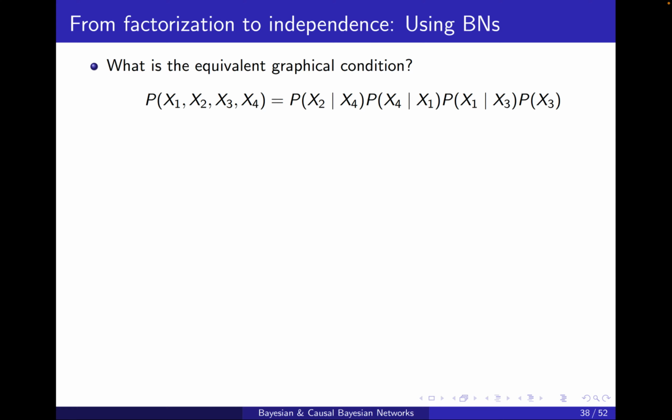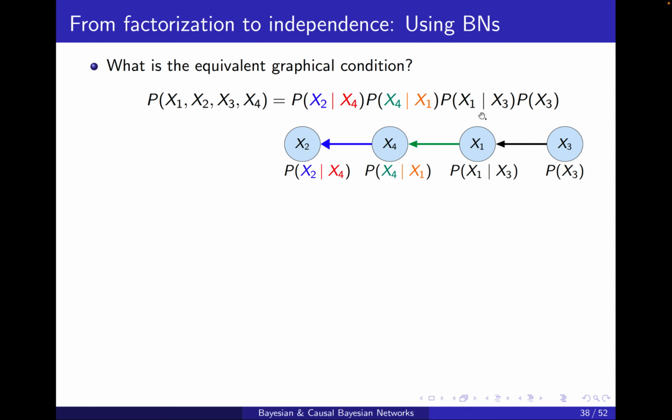What is the equivalent graphical condition? So we have this factorization. The equivalent graph for this, the Bayesian network, will be this graph. If you recall, we put x3, the first one, here. The next ones will be x1, x4, x2. And how do we link them? We just link from the parent to each variable. So here x1 is the variable, and the parent is x3. x4 is the variable, the parent is x1, and so on. And we also put the CPDs next to each of them.